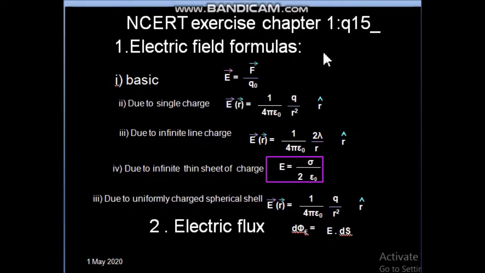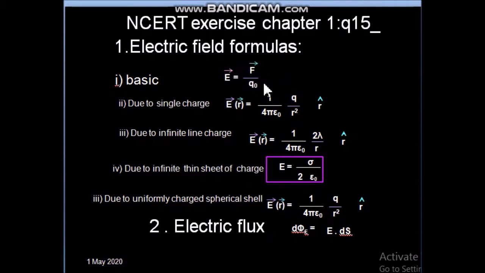Good morning students. Today we have to solve the remaining questions of NCERT exercise chapter 1st. So we may need these formulas of electric field and electric flux. So let us quickly revise these formulas.